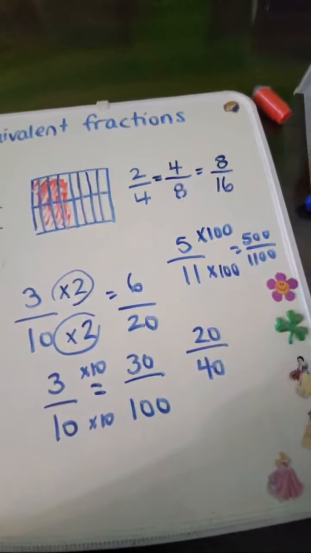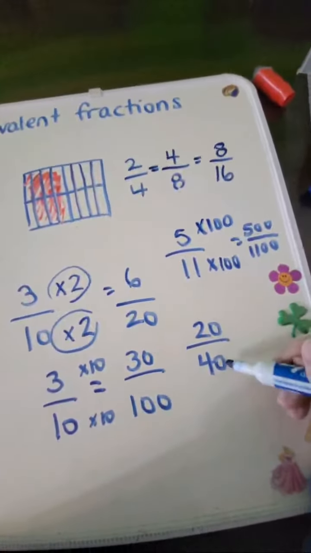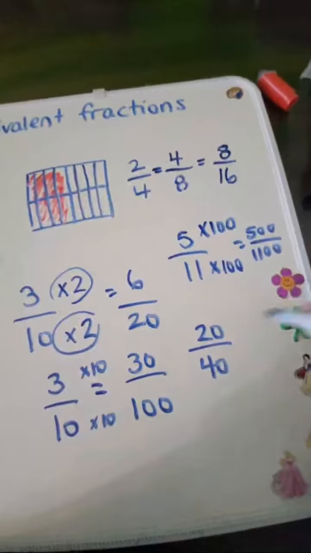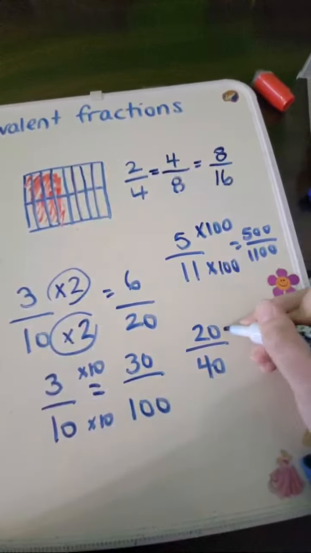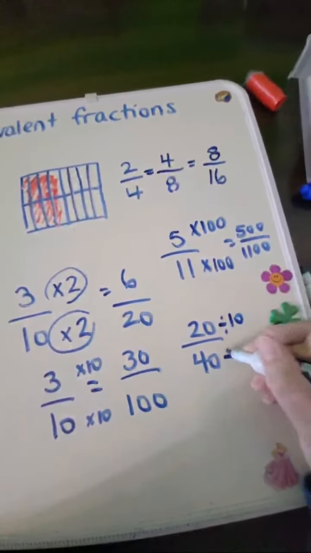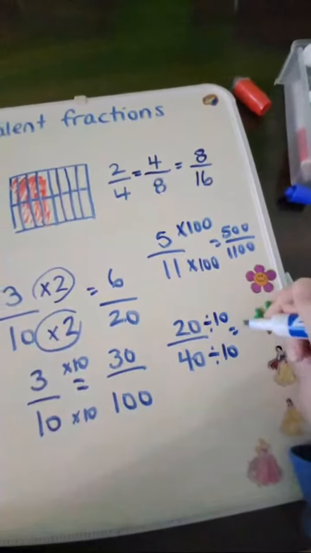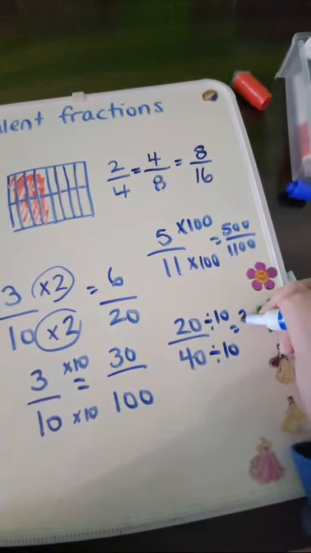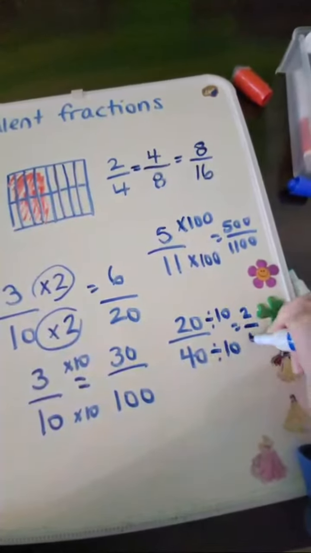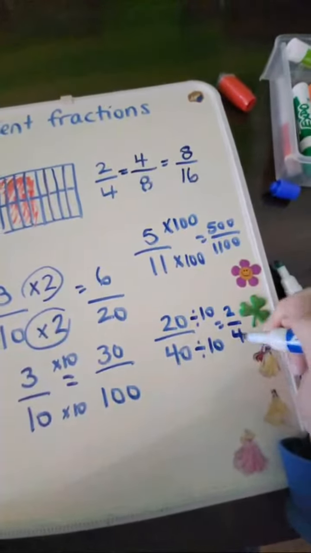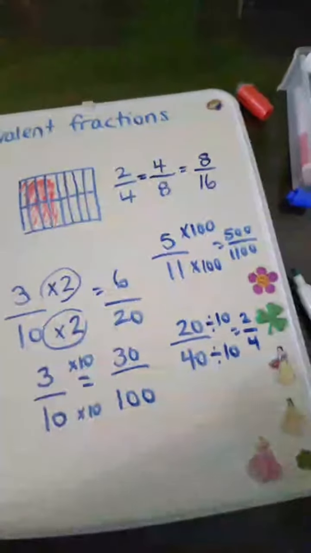Perfect, 1/2. You already caught that. We know that 20 is half of 40, so of course. So let's say I'm going to divide this by 10. I'm going to divide this by 10. It's the same thing. 20 divided by 10 is 2. 40 divided by 10 is 4. 2/4. We could even get smaller and do 1/2.